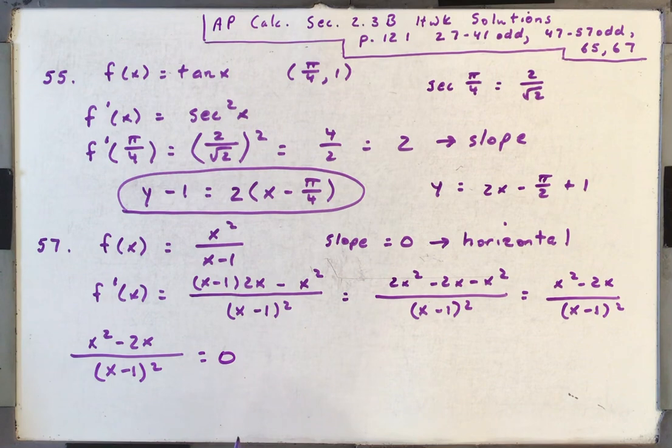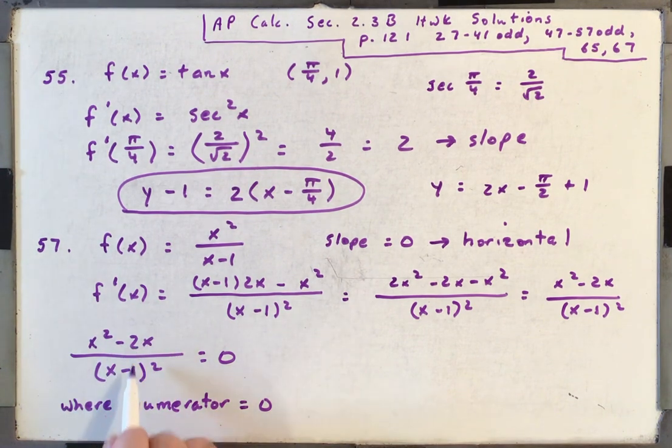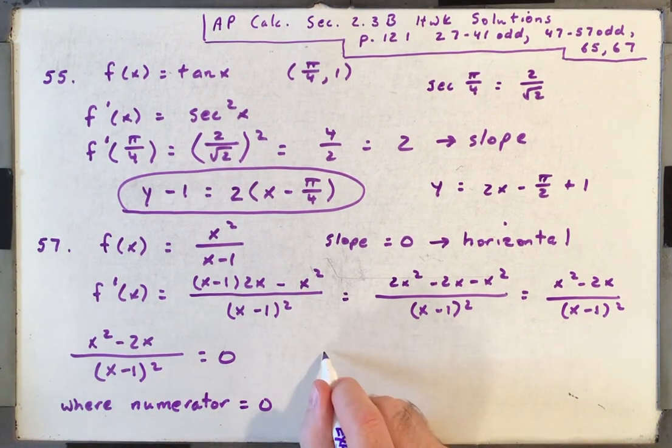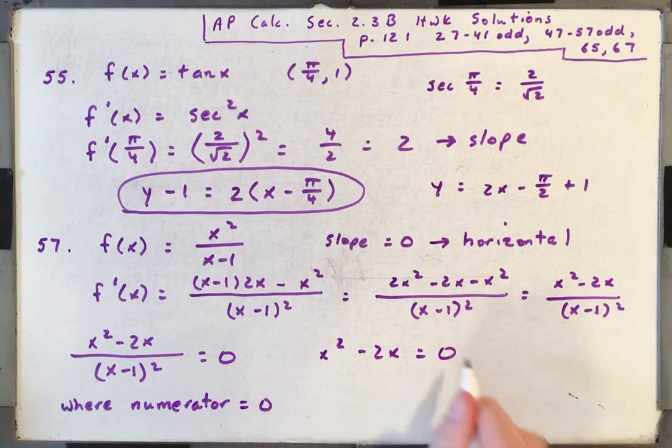But a little bit of a trick here. I don't care about the denominator. Where this is equal to 0 is where the numerator is equal to 0. We don't care about where the denominator equals 0 because it's undefined there. Okay? Where does the numerator equal 0? That will make this function 0. So all we have to do is set x squared minus 2x, the numerator, equal to 0.